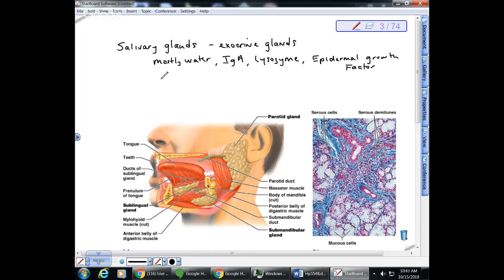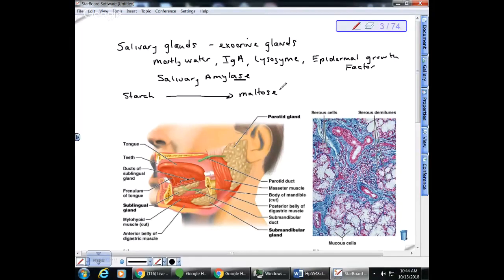They also contain enzymes, and the enzyme that is found is called salivary amylase. Anytime you see that ase ending, that means it's an enzyme, but not all enzymes have this ase ending. For example, we'll talk about pepsin, which is in your stomach, which is an enzyme, but it doesn't end in ase. But if you see ase, you know it has to be an enzyme. This breaks down starch into maltose. Maltose is a disaccharide. It's made of 2 glucose molecules.